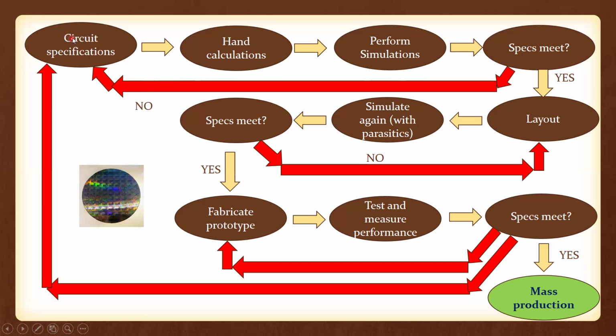So again, you look at the circuit specification, you do some hand calculations again, and modify the circuit parameters such as transistor geometry, some resistors, capacitors, etc. Again, perform the simulation. Again, you ask this question: is the specification meeting now? If your answer is yes, then you come to the layout.